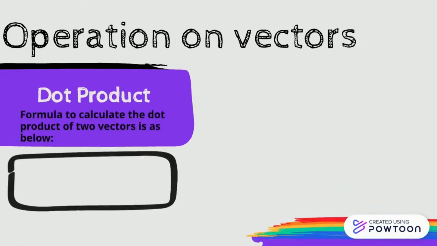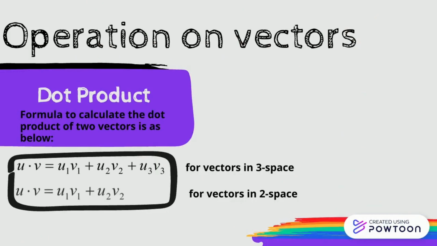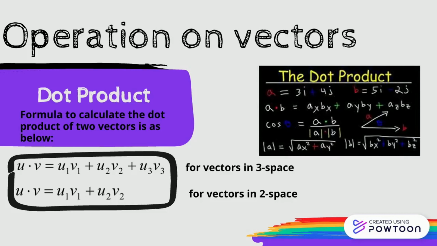Next is operations on vectors. First is the dot product. There are 2 formulas that we should know. U dot V equals U1 V1 plus U2 V2 plus U3 V3 for vectors in 3 space. U dot V equals U1 V1 plus U2 V2 for vectors in 2 space.